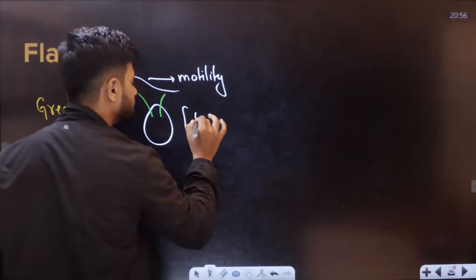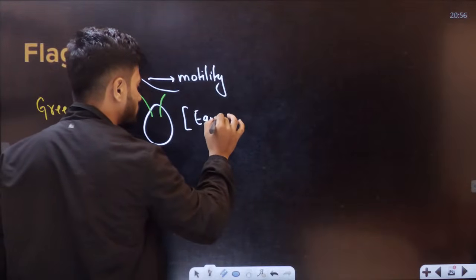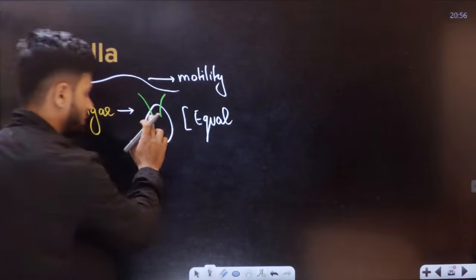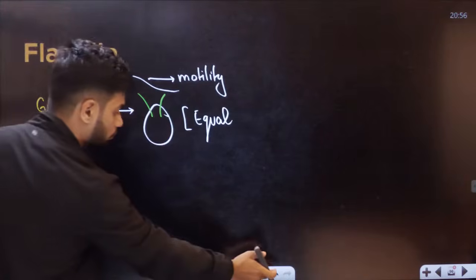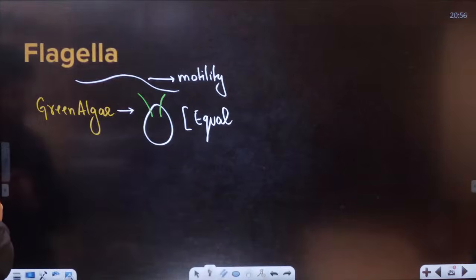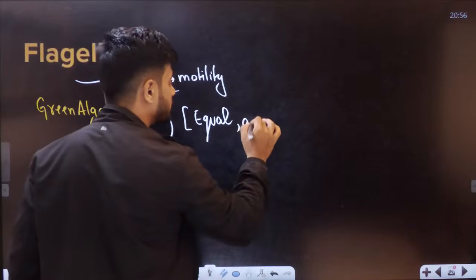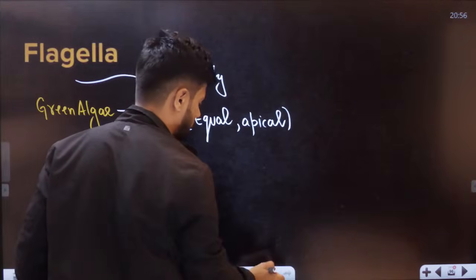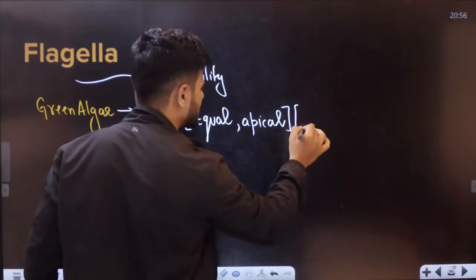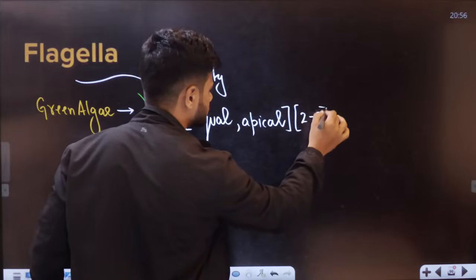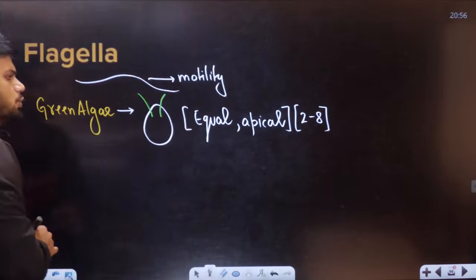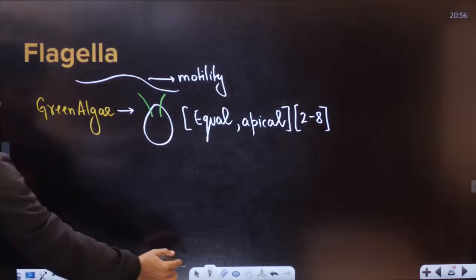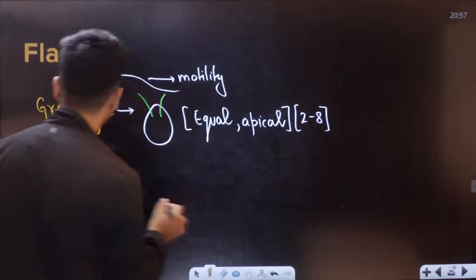Now, here we have equal flagella. Both flagella are equal here, students. Equally arranged, and they are also apical. Equal and apical. Sometimes the number can increase between 2 to 8 also. Now flagella can vary.